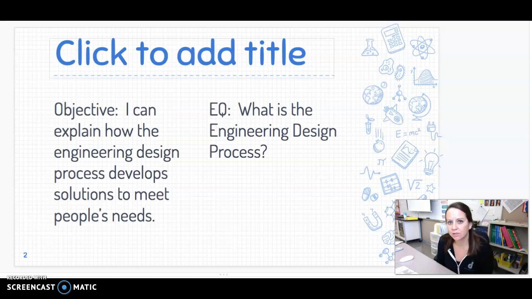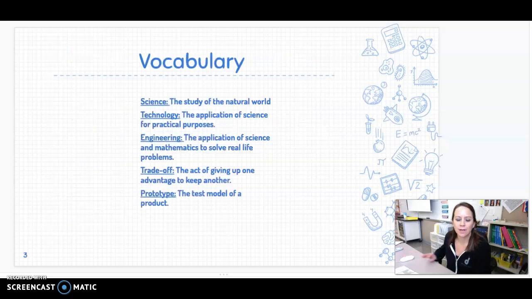needs. And our essential question that we need to be answering by the end of this is, what is the engineering design process? Here's some vocabulary, and you might want to pause the video so that you can record that down onto your notes. Science is the study of the natural world.